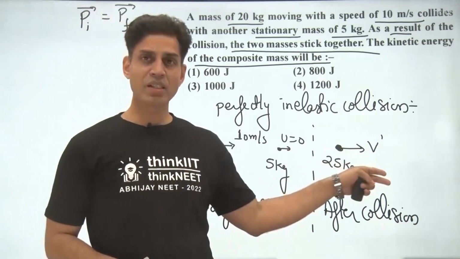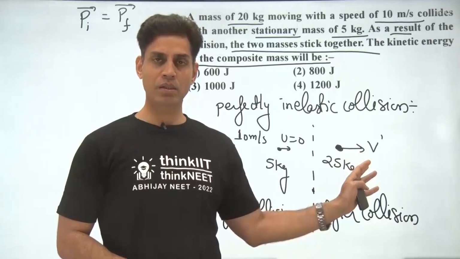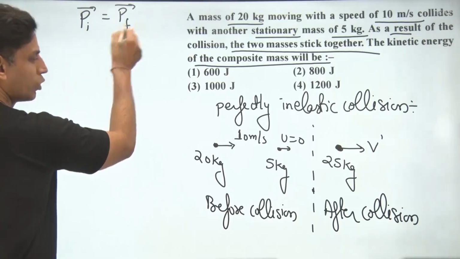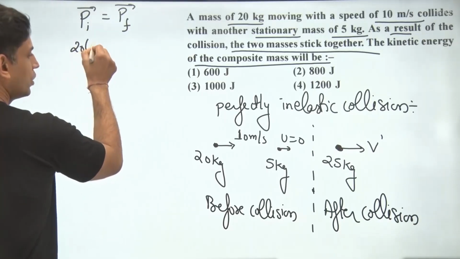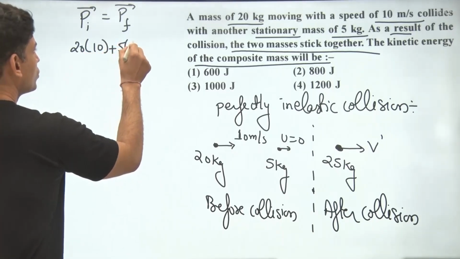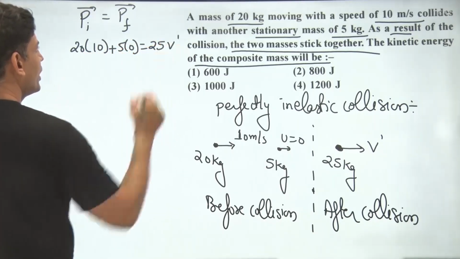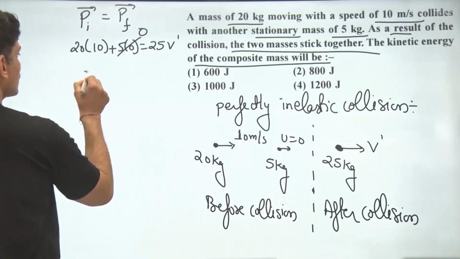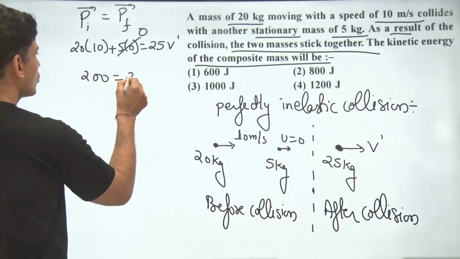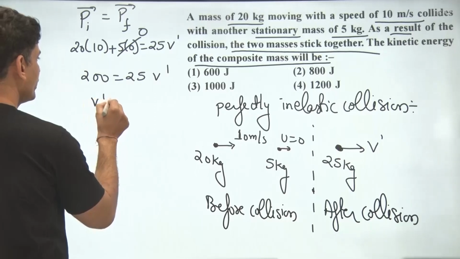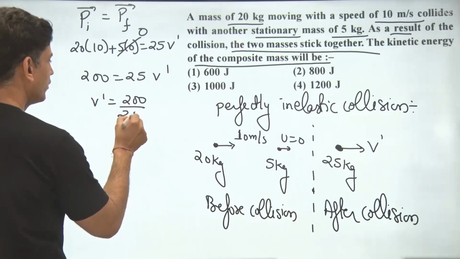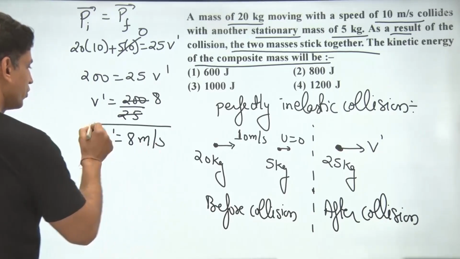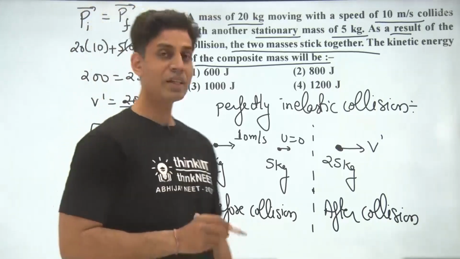Let's suppose V dash is the velocity of the composite mass. So, I am writing the initial momentum, that is before collision, equal to final. So 20 into 10 plus 5 into 0 is equals to 25 into V dash. Got it? So this is 0. So it is 200 is equals to 25 into V dash. So V dash is 200 by 25, which comes out to be 8 meter per second. So the velocity of the composite mass after collision is 8 meter per second.